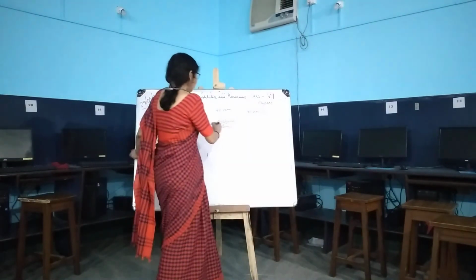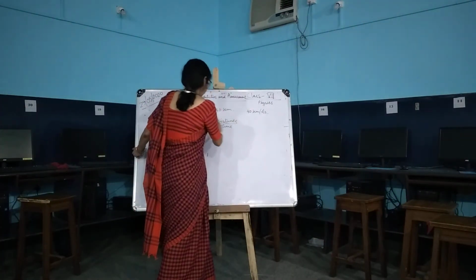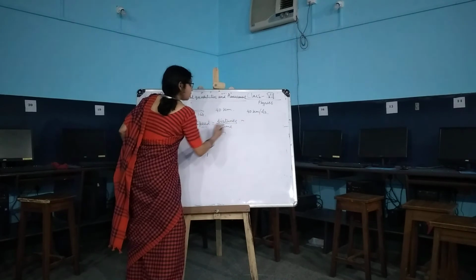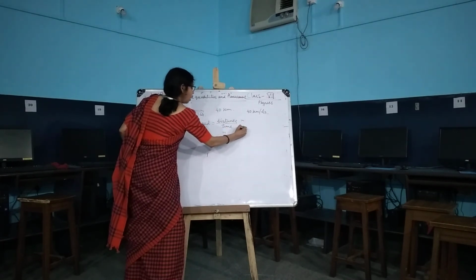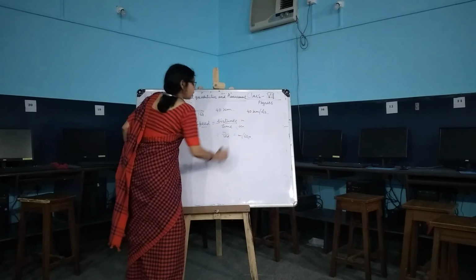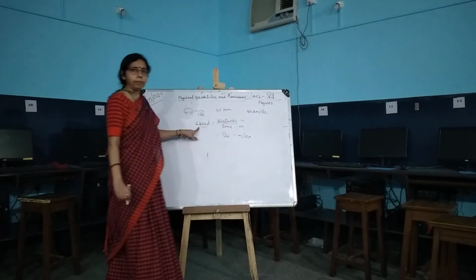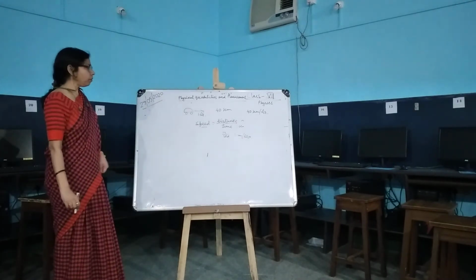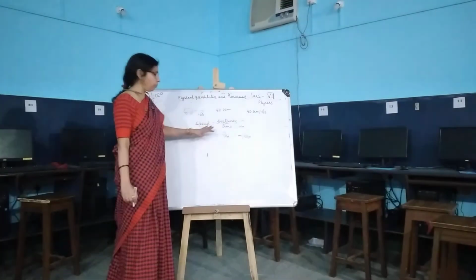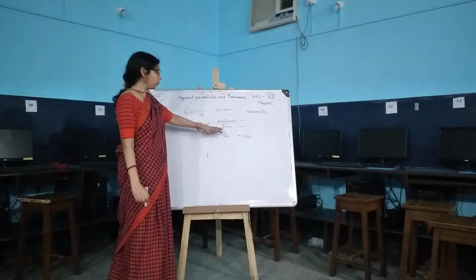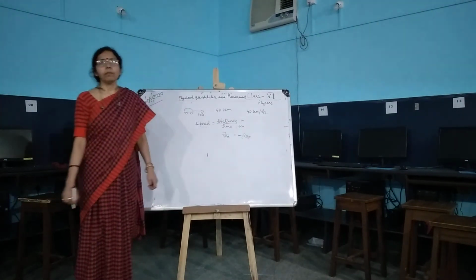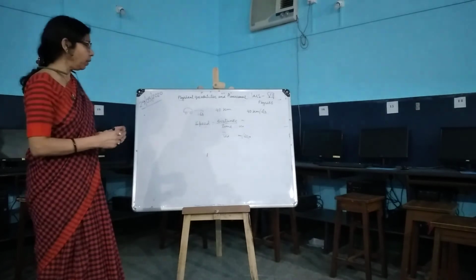And what is the unit of speed? The unit of distance is meter, and the unit of time is second. So we can say meter and second, that means meter per second. This is the unit of speed. Similarly, we can solve all the numericals that are given. When there is distance and time, we can find out the speed. Similarly, when you have to find the time, speed and distance are given. So we can solve all the numericals this way.